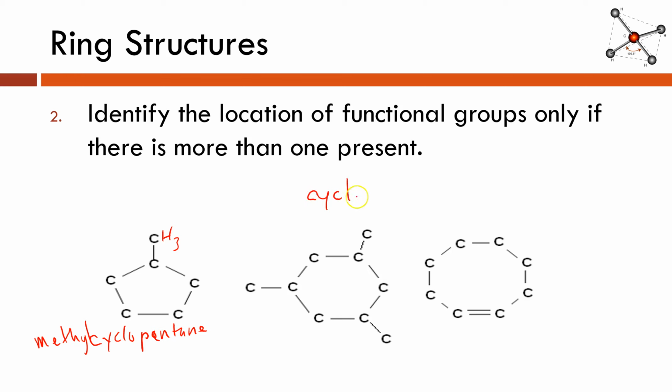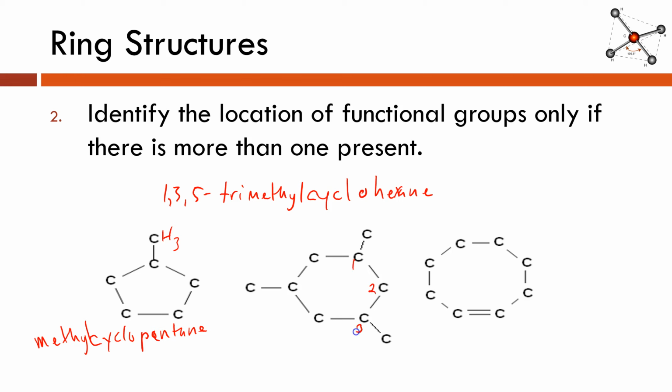This is definitely cyclohexane. I've got my 6 carbon atoms all bonded together in a ring, cyclohexane, single bonds. 1, 2, 3 methyl groups sticking off. So I would call this trimethyl. I need to state where these 3 methyl groups are. Let's call this 1, 3, 5 trimethylcyclohexane.